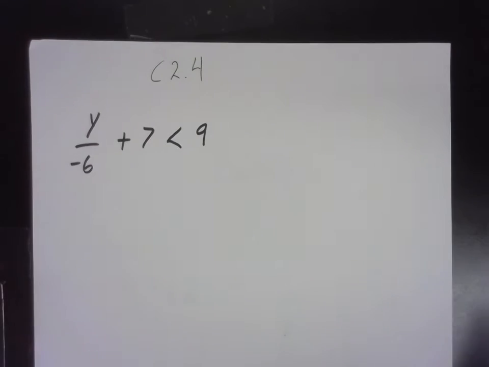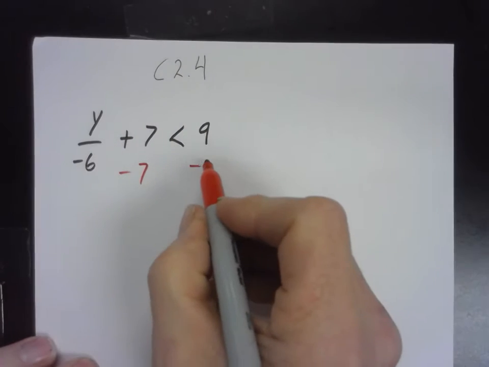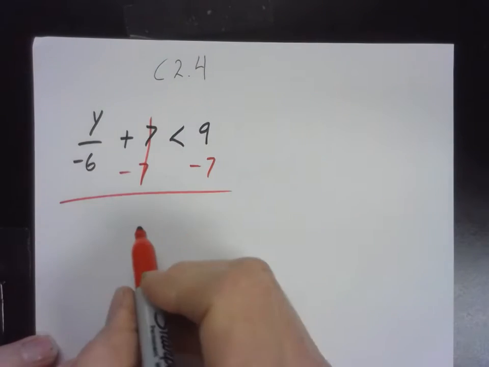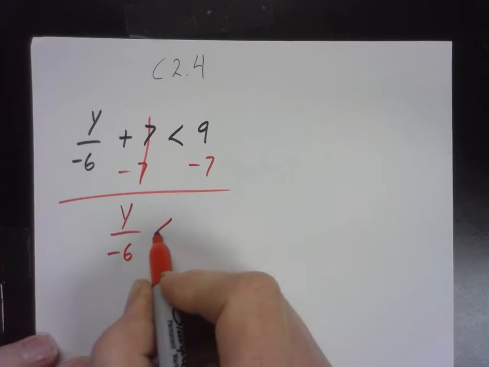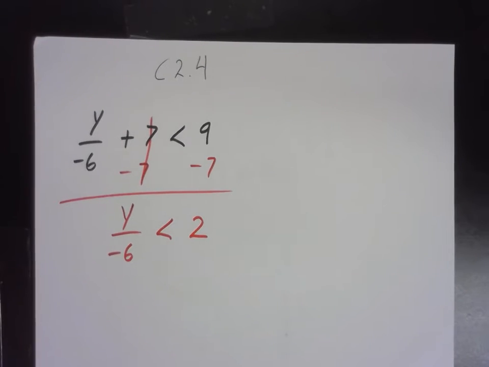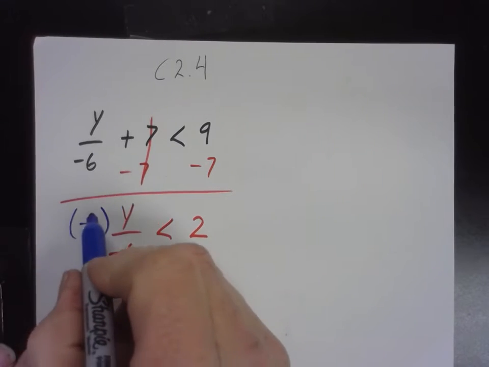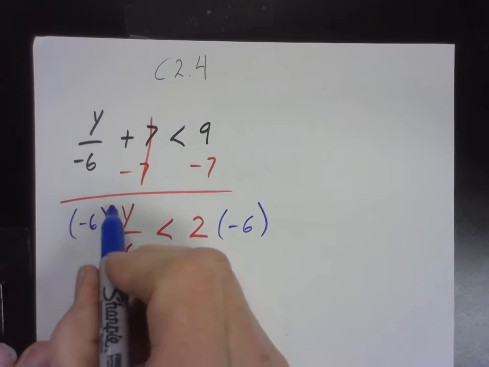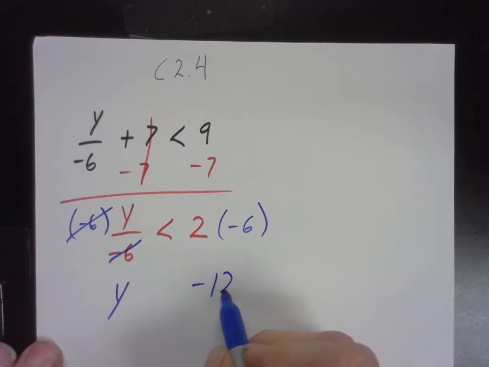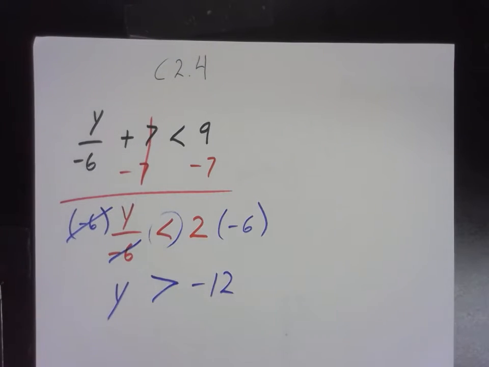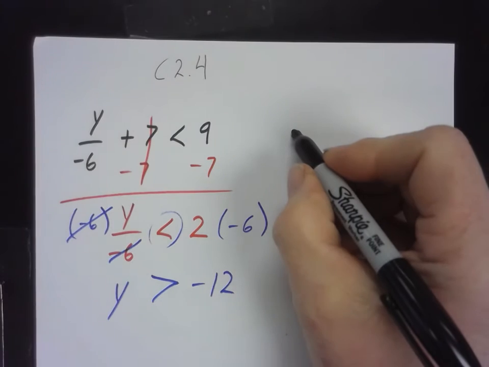We're just going to solve this. It's just two steps now, more than one step. What do you want to do first? All right, we're going to do the addition property, or subtraction property. Get rid of that. So y over negative 6 is less than 2, and then, okay, now if I'm going to multiply by a negative, then the direction of my inequality is going to change, isn't it? Okay? So that's it. That's literally the entire lesson.